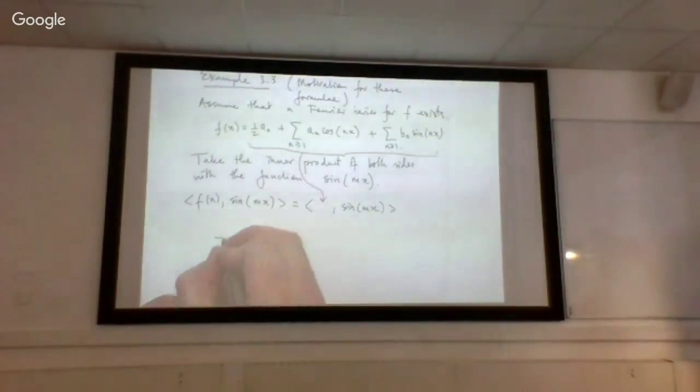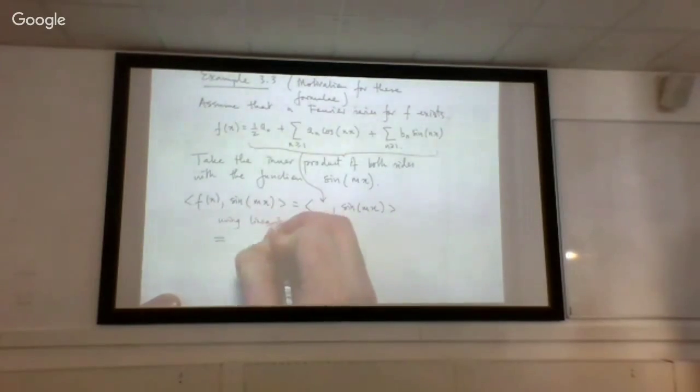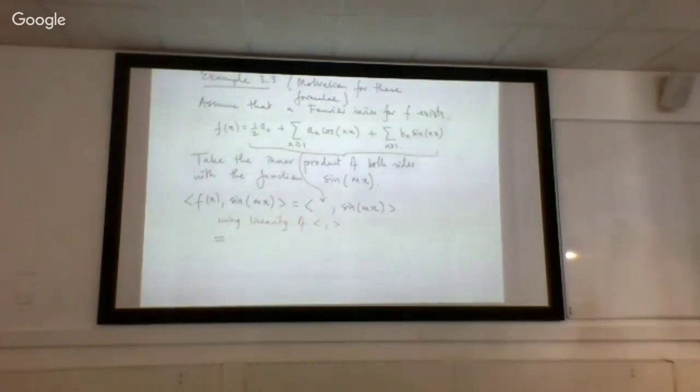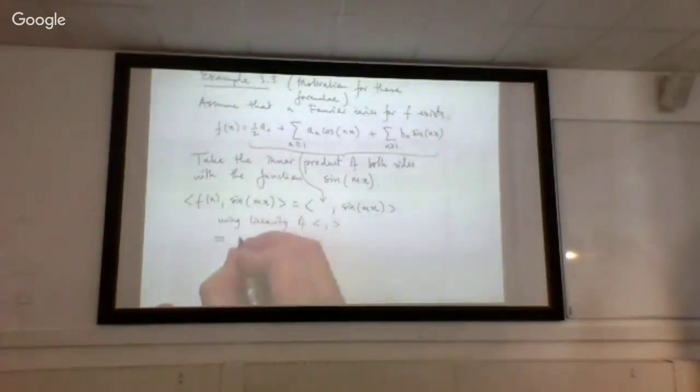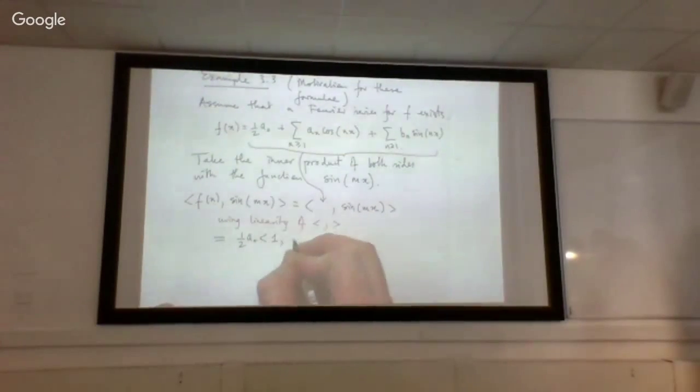So using linearity here, using the linearity of the inner product, we are going to say that this is equal to, well, I'll bring the half. I've got this coefficient here, a half of a naught, but that's the inner product of 1 with the function sine of mx.